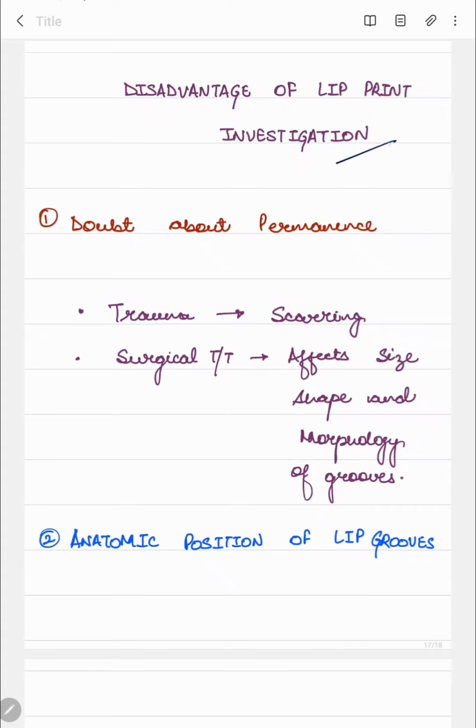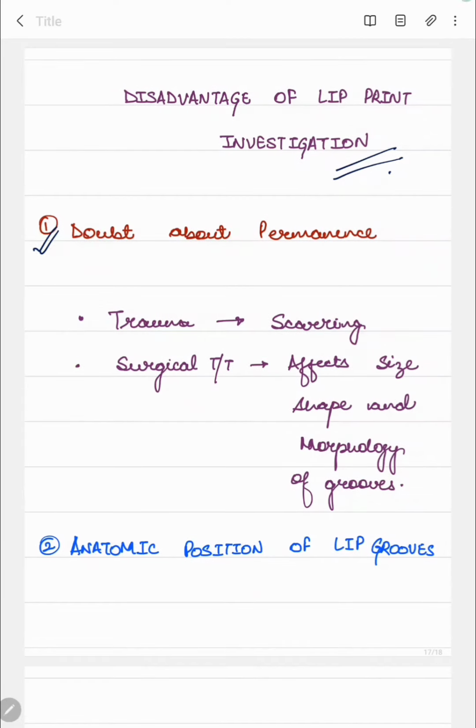Now the disadvantages of lip print investigation. The first one is that there is always a doubt about the permanence of the lip shape, size, morphology, etc. Whenever there is trauma to our lip, it will result in scarring. Even after surgical treatment, the shape and size of the lips, and even the morphology of the grooves, is altered.